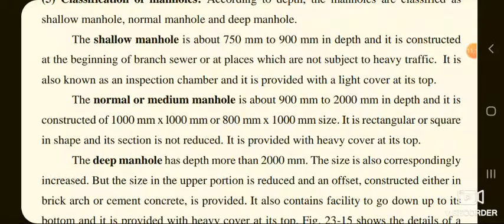The normal or medium manhole is about 900 mm to 2000 mm in depth, and it is constructed of 1000 mm by 1000 mm or 800 mm by 1000 mm in size. It is rectangular or square in shape, and its section is not reduced. It is provided with heavy cover at its top.